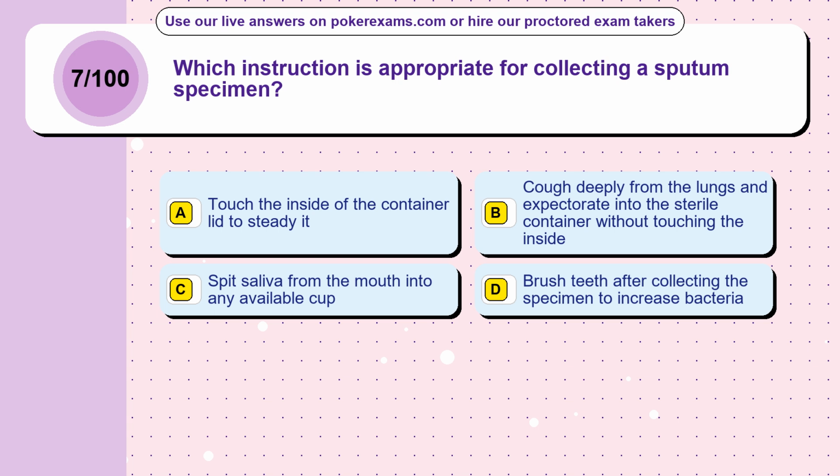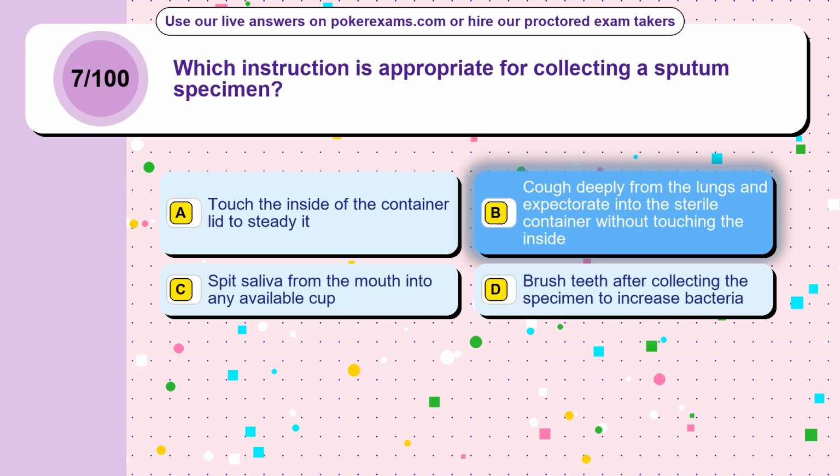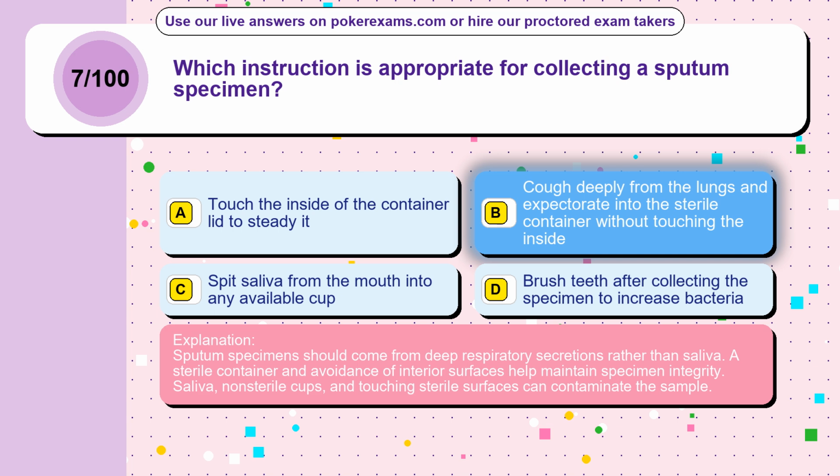Option D. Brush teeth after collecting the specimen to increase bacteria. The correct answer is option B. Cough deeply from the lungs and expectorate into the sterile container without touching the inside. Sputum specimens should come from deep respiratory secretions rather than saliva.